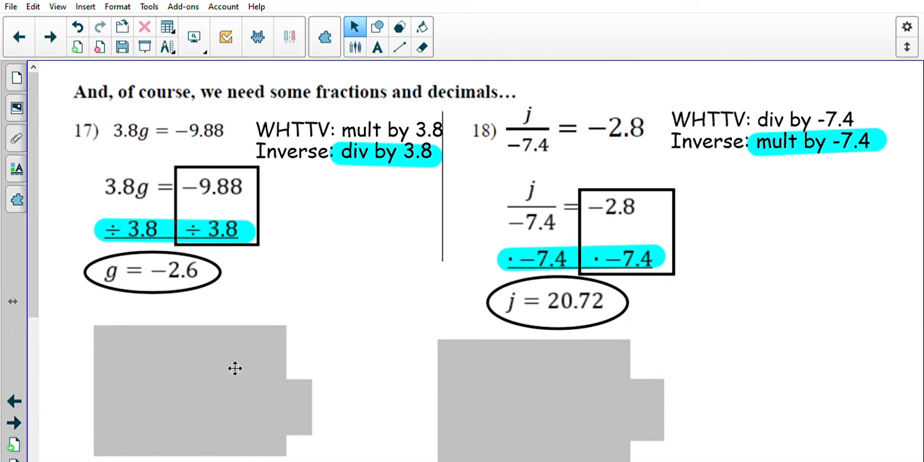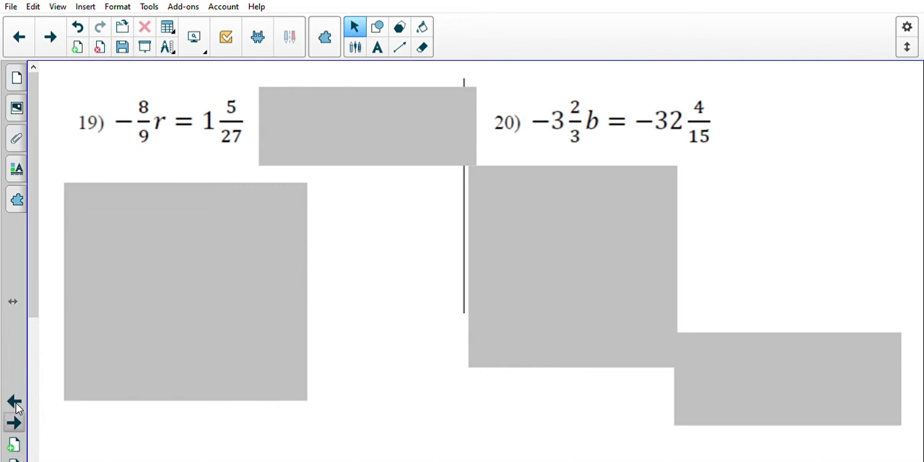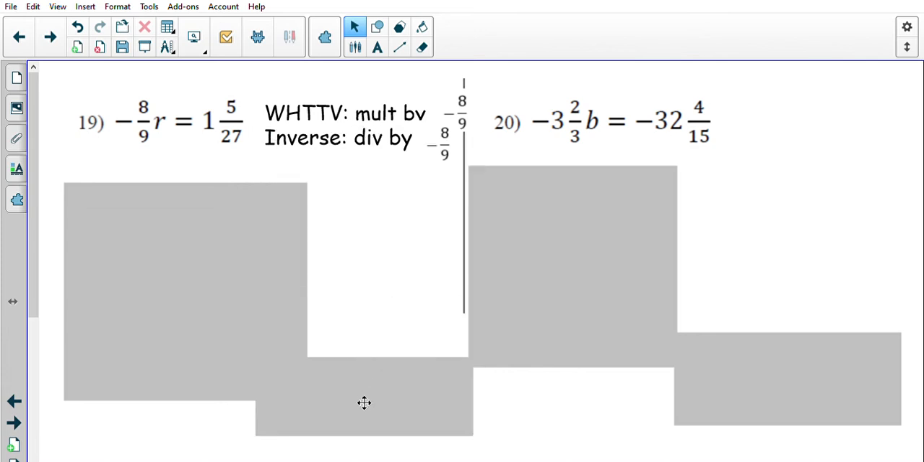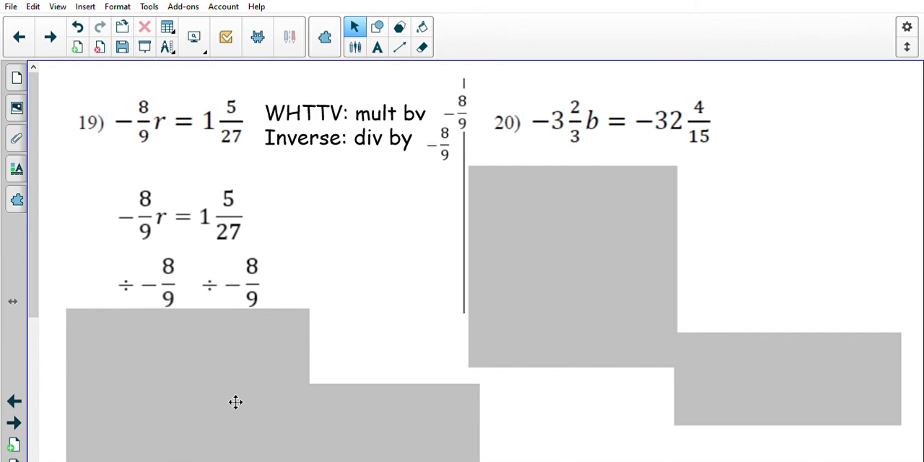All right, let's look at two more, and then I have some independent practice for you to try. Number 19, we have -8/9 r equals 1 and 5/27. What's happening to r is that we're multiplying by -8/9. So the inverse of that is to divide by -8/9. Let's show that once on each side.